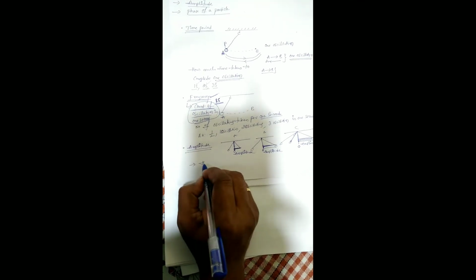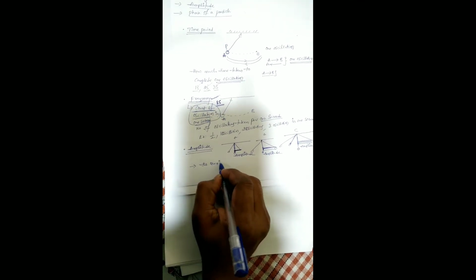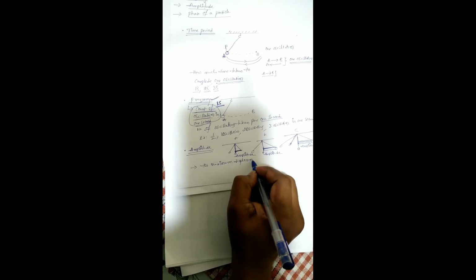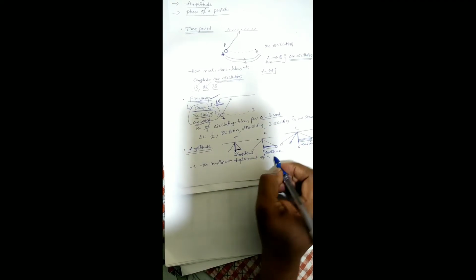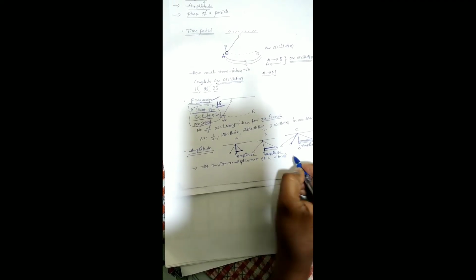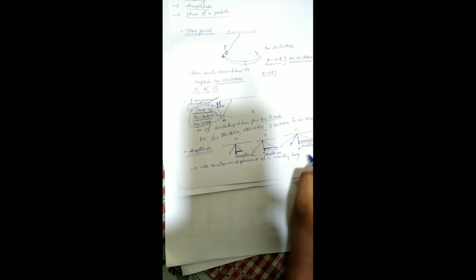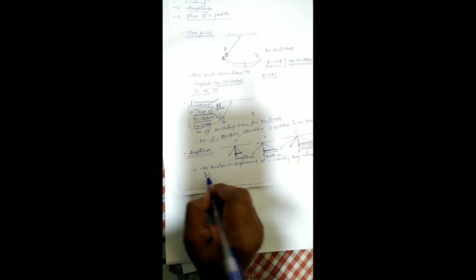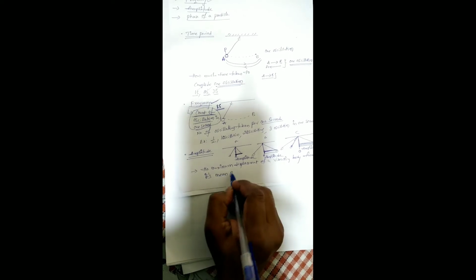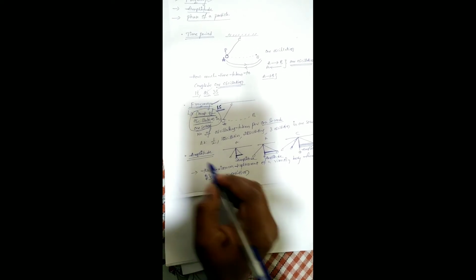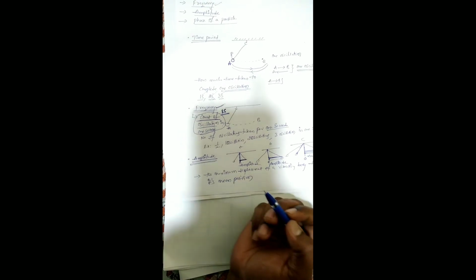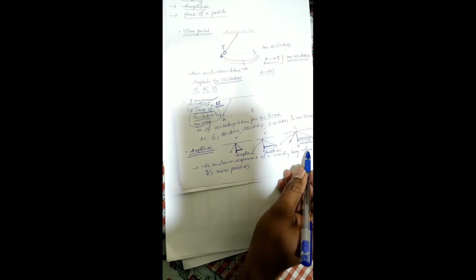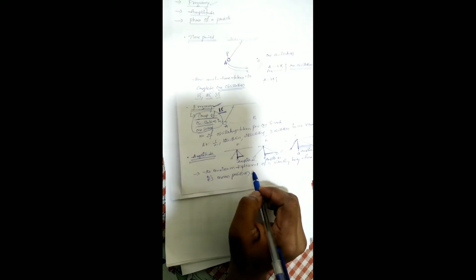Amplitude means the maximum displacement of a vibrating body from its mean position. This is called amplitude.